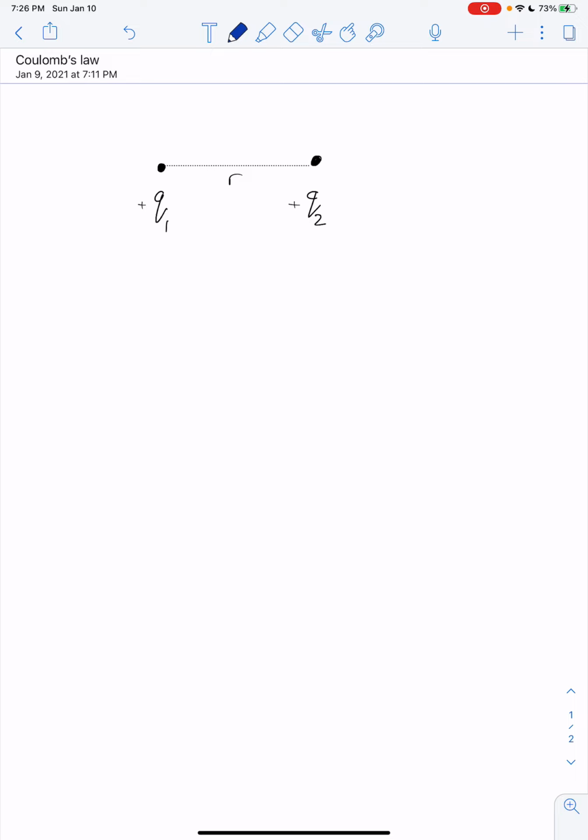We'll just draw these out. So we know that there's going to be a force of 1 on 2, and we also know that there's going to be a force of 2 on 1. These have magnitude and direction, so just to be really clear, we're going to put an arrow on them, denoting that those forces are vectors.